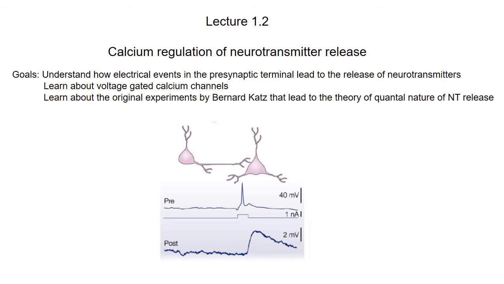In the previous lecture, we talked about different ways of communication between neurons. What we're going to discuss in this short lecture snip is how action potentials, or electrical events in the presynaptic terminal, lead to the release of neurotransmitters. We are going to learn about different voltage-gated channels, and we're going to talk a little bit about the original experiments that have really shown us that calcium regulates neurotransmitter release, and that will also lead to the theory of the quantal nature of the release from the synaptic vesicles.